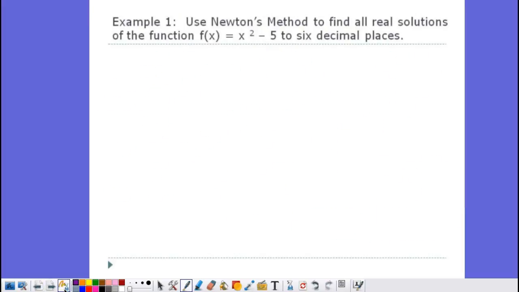It says, use Newton's method to find all the real solutions to the function f of x equals x squared minus 5, to 6 decimal places. So we're going to do it kind of like the long way to start, until our numbers get gross. And then we're going to do it on the graphing calculators and show you how you can use that as your trick. So what do I need pretty much any time I'm going to do a linearization, Newton's method, or differential problem? I need the derivative. So what's the derivative of x squared?